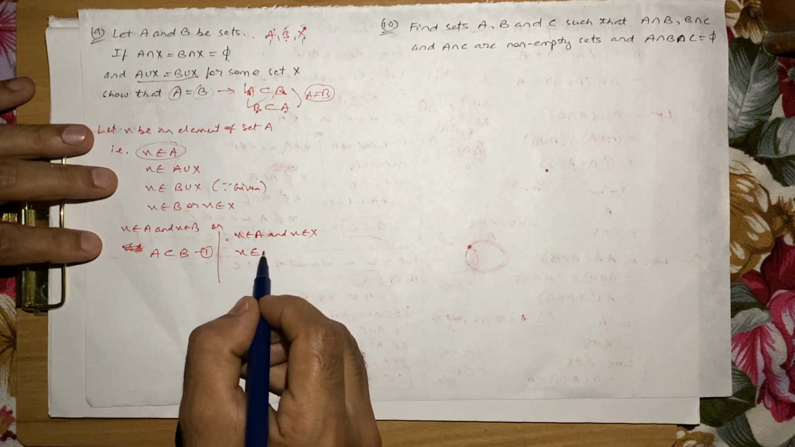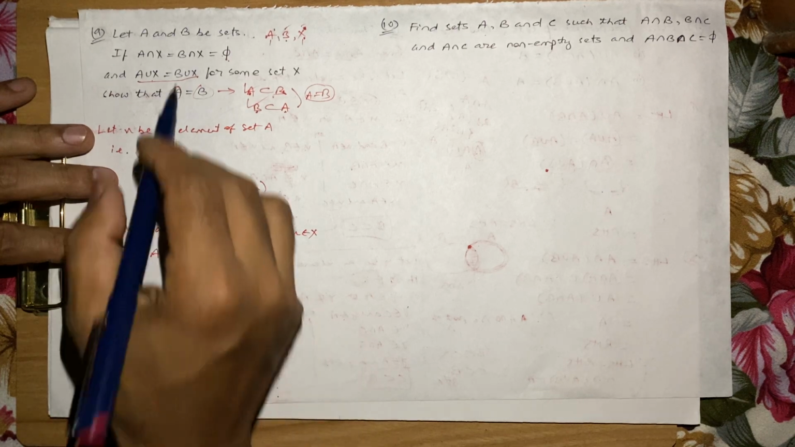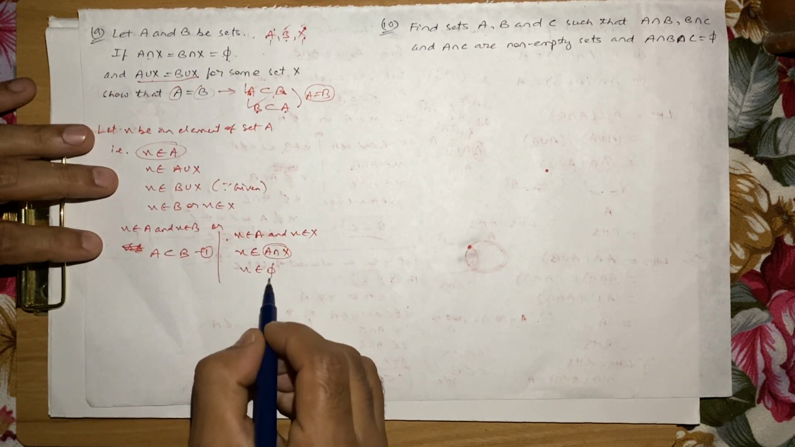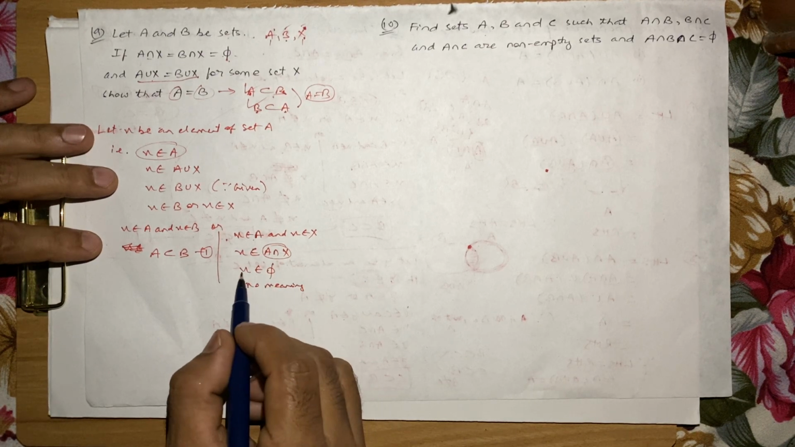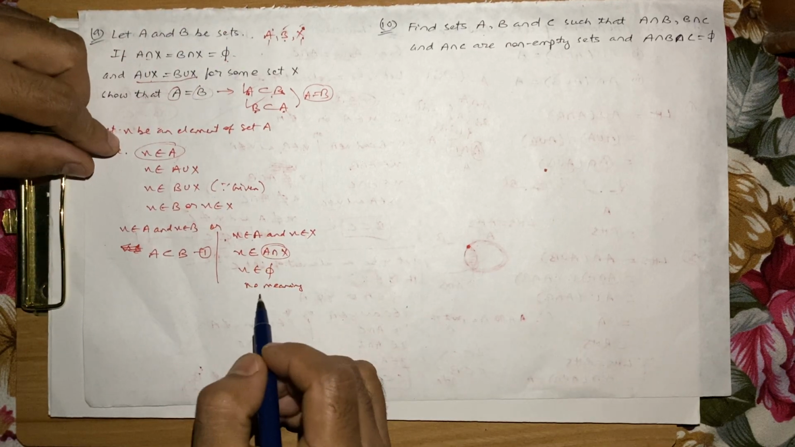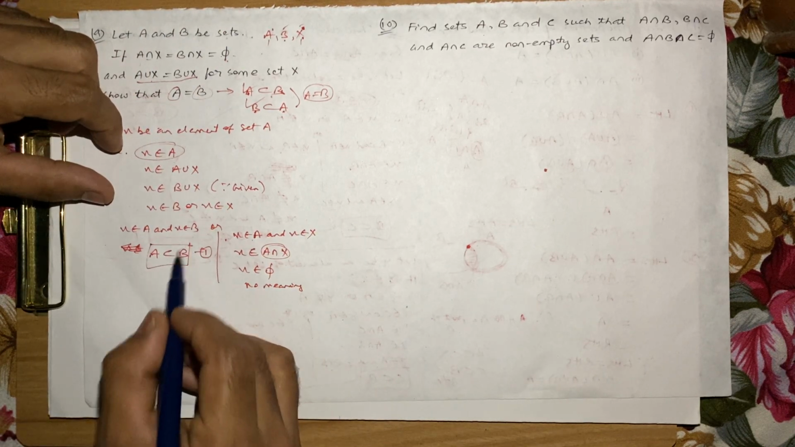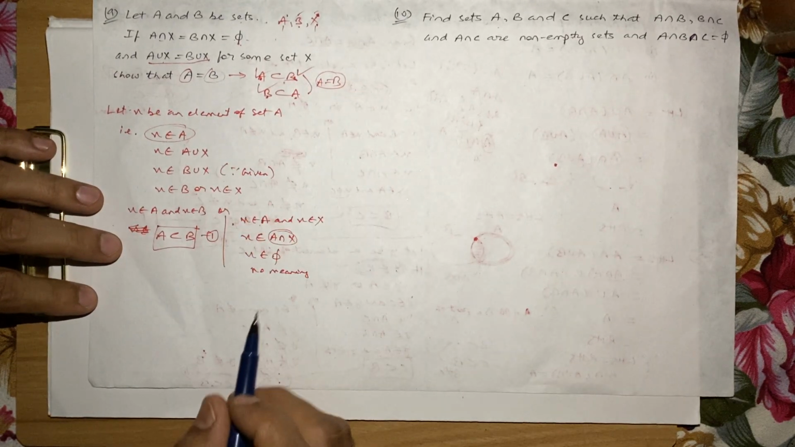And x belongs to A and x belongs to X. What can you write? It means intersection X, and A intersection X is phi. So this has no meaning, or you can simply avoid this because x belongs to phi, and phi is a null set. There is no element in a null set. So this has no meaning. So this is equation 1. Now I have shown this one: A is a subset of B. Let's try to show this.